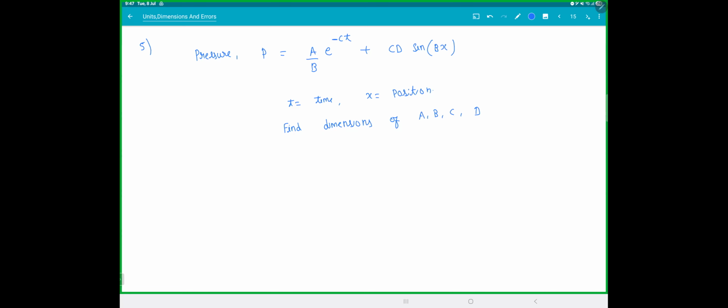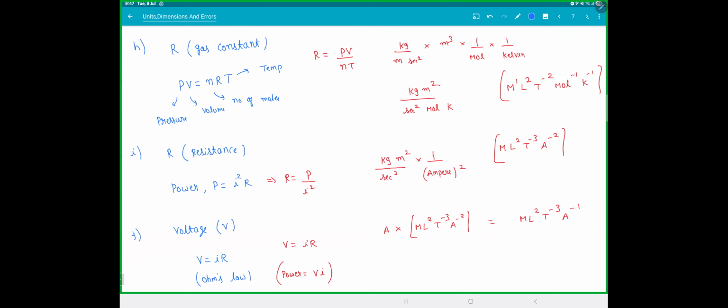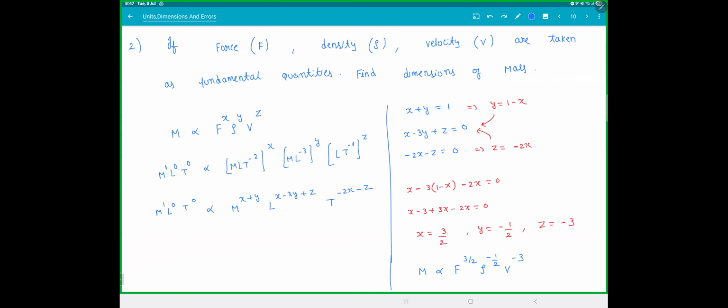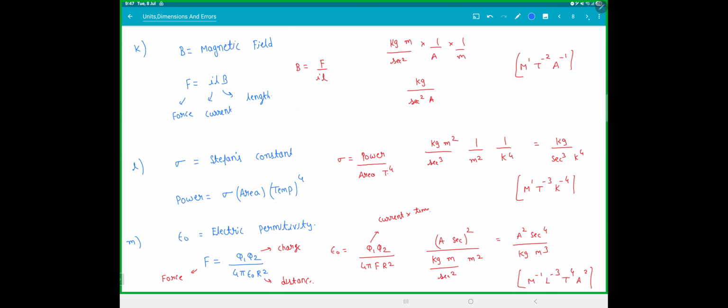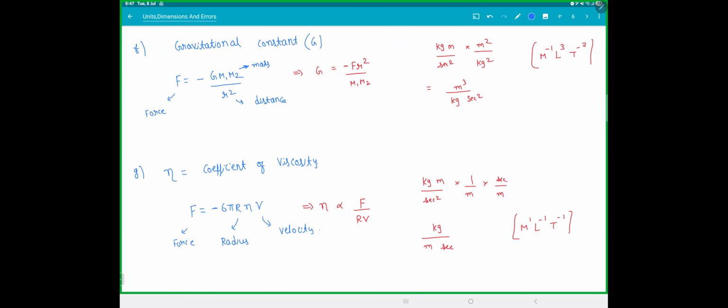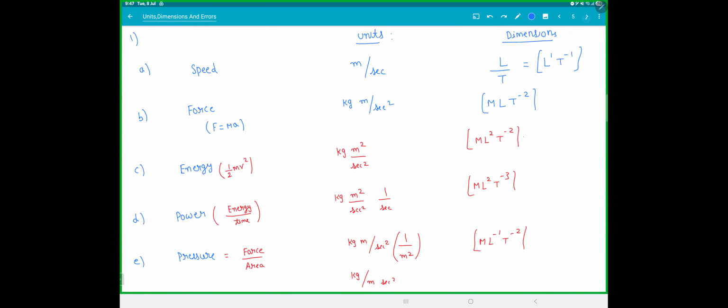So we have to use 2 things here. Remember, just now I did write something here. This one. If you have something e power something, that should be dimensionless, and sine something should be dimensionless. So let's start from there.